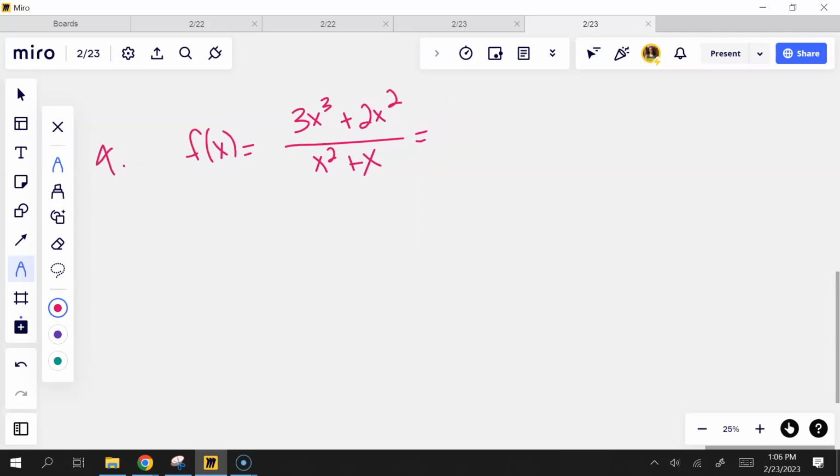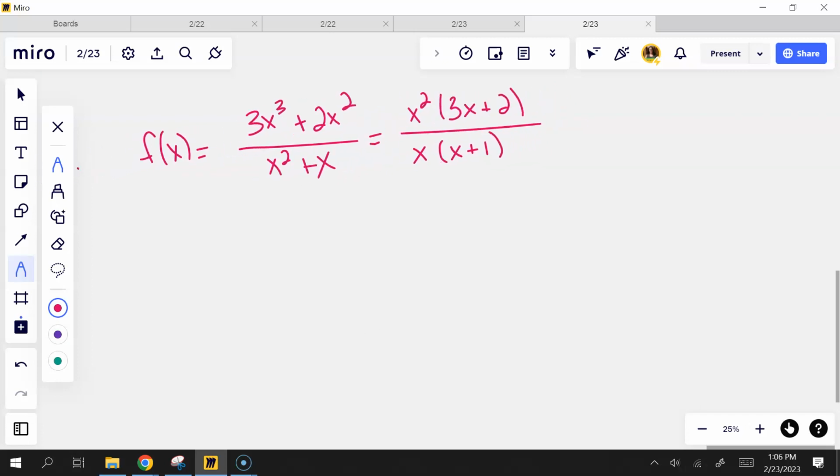I'm going to take an x squared out of the top. It leaves me with 3x plus 2. I'm going to take an x out of the bottom. It's going to leave me with x plus 1, which tells me that an x cancels. We plug these holes in calculus, so you have to be able to find them easily. We have to make it continuous.